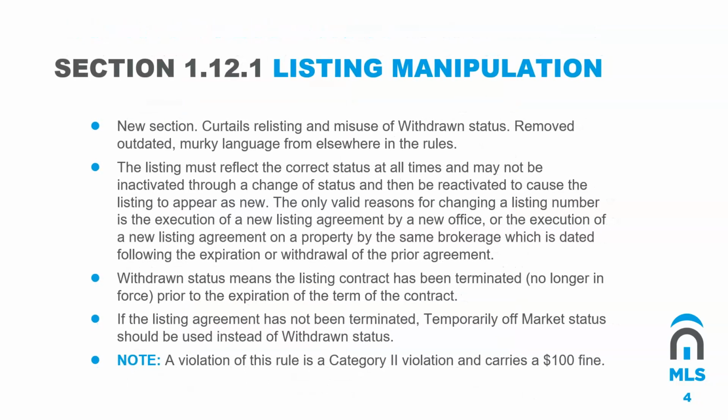Let's dive right in. A new section 1.12.1 addresses listing manipulation to curtail relisting and misuse of withdrawn status, and unclear verbiage elsewhere in the rules was removed. The listing must reflect the correct status at all times and may not be inactivated through a change of status and then be reactivated to cause the listing to appear as new.